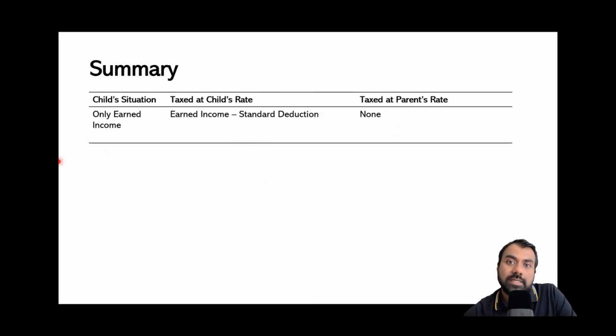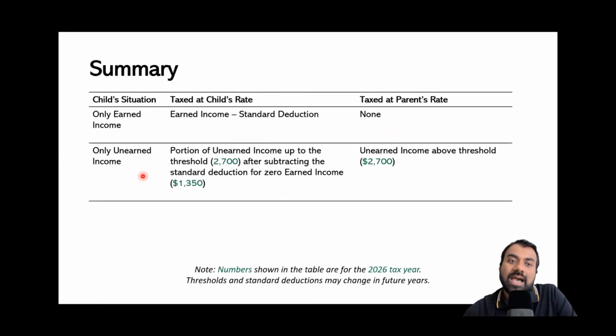Now let's think about the second situation. That is, what if the child only has unearned income? Then what part gets taxed at the child's rate? Is the part that's above 1350 for tax year 2026, but not to exceed 2700. That's the threshold amount. So that's the part, the second half that we looked at in our image, that's the part that's going to get taxed at the child's rate. Now, how about the amount that gets taxed at the parent's rate? Well, it's any unearned income above the threshold amount. For 2026 tax year, that's 2700. So any unearned income above 2700 is going to get taxed at the parent's rate.